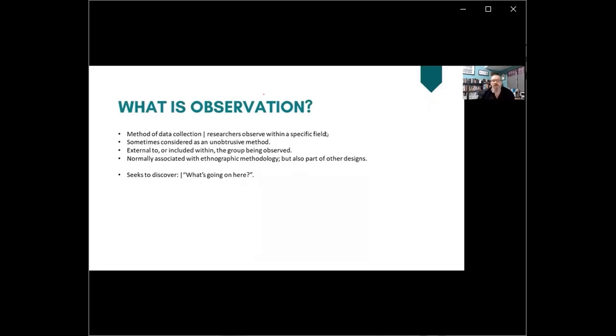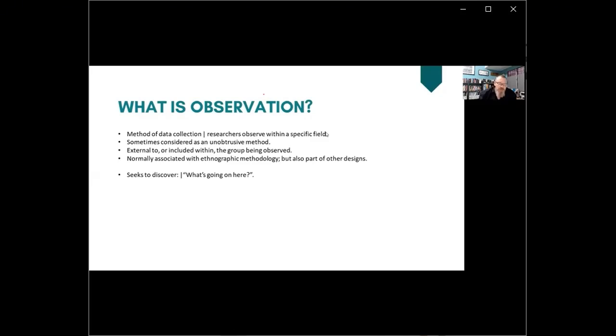So let's start with what is observation. It is a method of data collection where researchers observe within a specific field. So we're watching the actions or the behaviors of others. It's sometimes considered an unobtrusive method, but the reality is we may get involved, and we'll talk a little bit about that later. It can be external to or included within the group being observed.